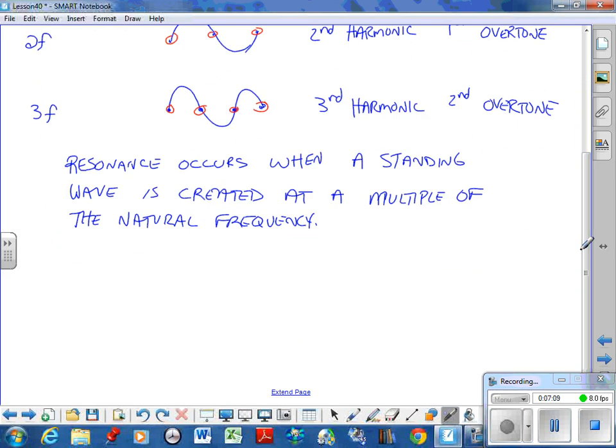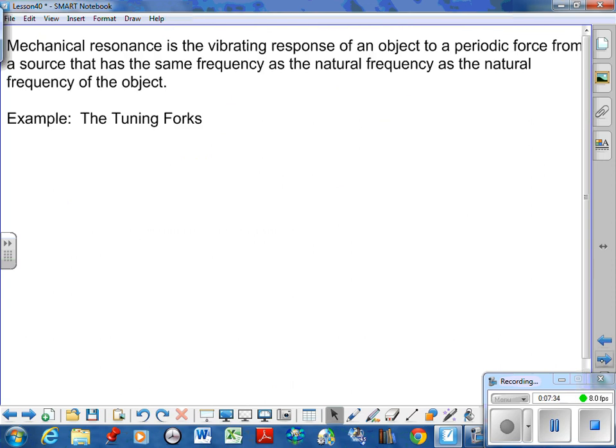So resonance, that's when you get vibration. If you have something, for example, if you play an instrument and the window starts shaking, you might be playing at that resonance of the window, and it's what we call the natural frequency, what that particular object wants to vibrate at. All right, so as we move on then, mechanical resonance is the vibrating response of an object to a periodic force from a source that has the same frequency as the natural frequency of the object.